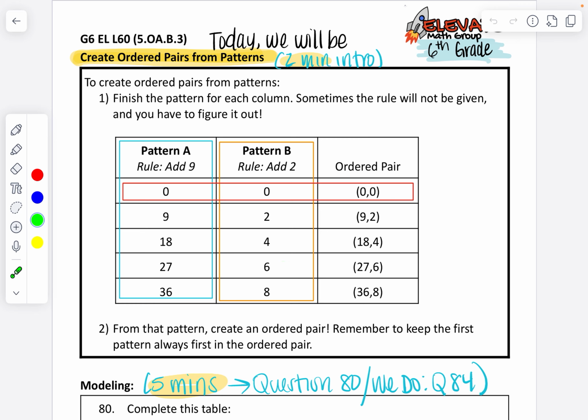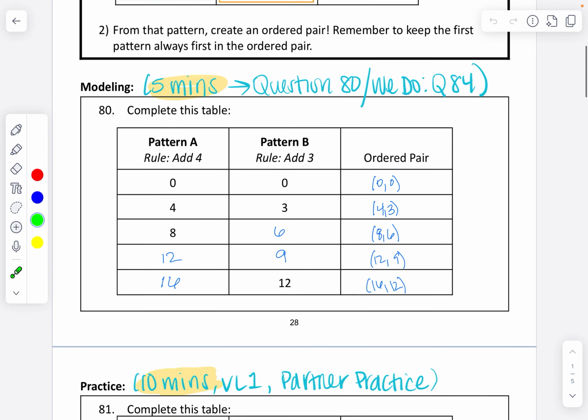And then let them also know that rows go side to side. And so in order to create an ordered pair, we have to look at pattern A and pattern B. Students may know this as your X and your Y to create your ordered pair of XY, right? So 0 and 0 give you 0, 0. 9 and 2 give you 9, 2. 18 and 4 give you 18, 4. Okay?